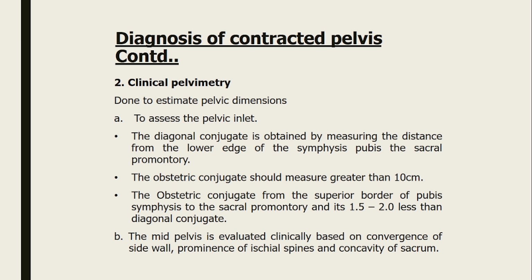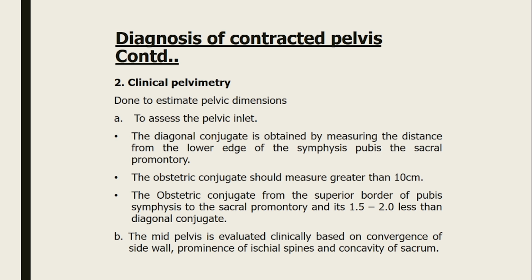The first thing that we do is to assess the pelvic inlet. When we were describing the gynecoid pelvis, we talked about the boundaries of the pelvic inlet. We said the posterior relation is what? Is the sacral promontory, and anteriorly it is bounded by the posterior border of the upper surface of the pubic symphysis, and laterally by the iliopectineal ligaments.